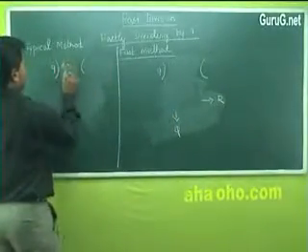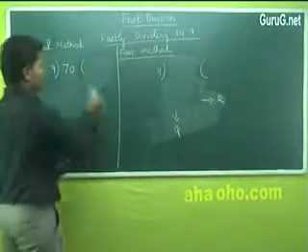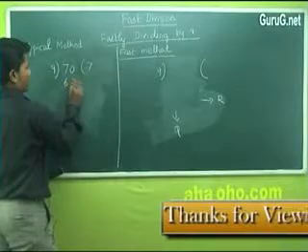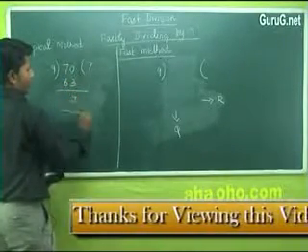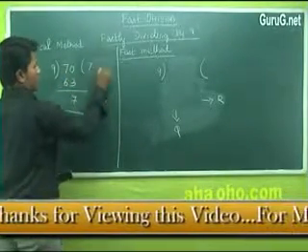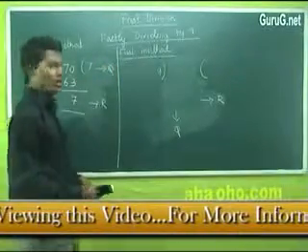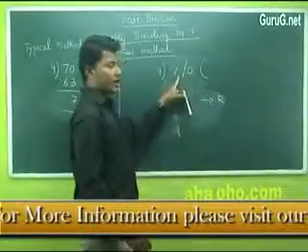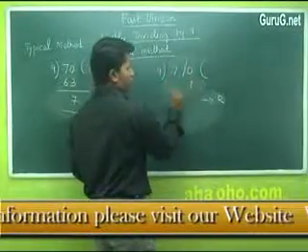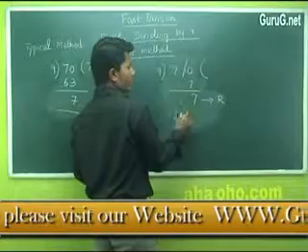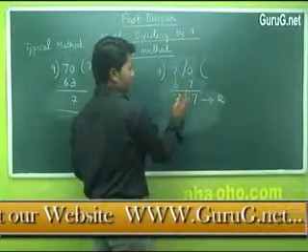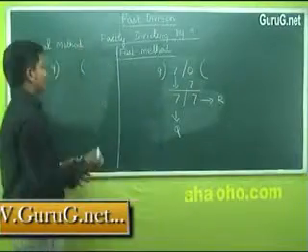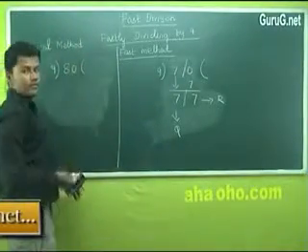Take 70. 9 7s are 63. Remainder is 7. So this is your remainder, this is your quotient. In your fast method, 70. Place a bar, bring 7 down, add 0 plus 7, 7. 7 is your remainder, 7 is your quotient. Take 80.